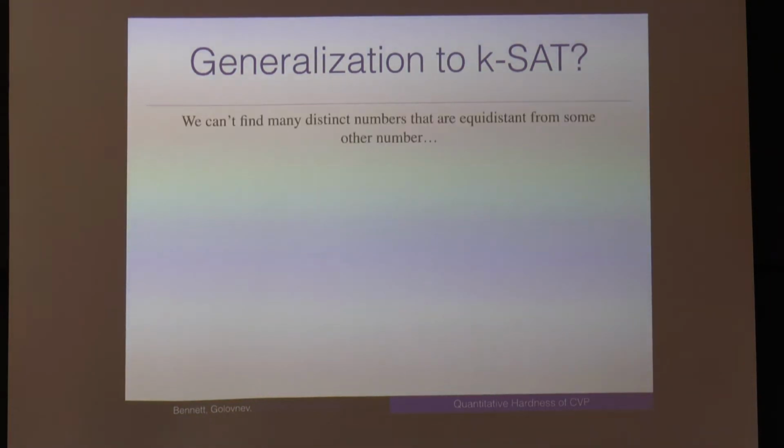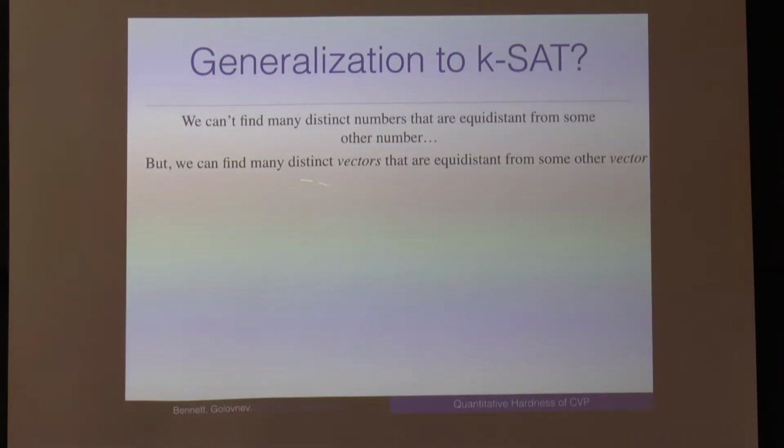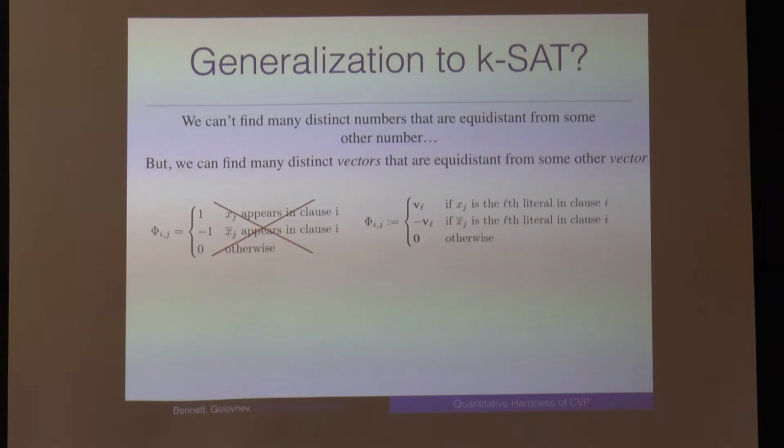And our solution is to increase the dimension, right? We can't find many distinct numbers that are equidistant from some other number, but we can find many distinct vectors that are equidistant from some other vector. So we're going to look at our reduction, and everywhere we see scalars, we're going to replace them by vectors. Before, phi ij was 1 or minus 1, depending on whether xj was positive or negative, or 0 otherwise. So no more scalars, let's make them vectors.